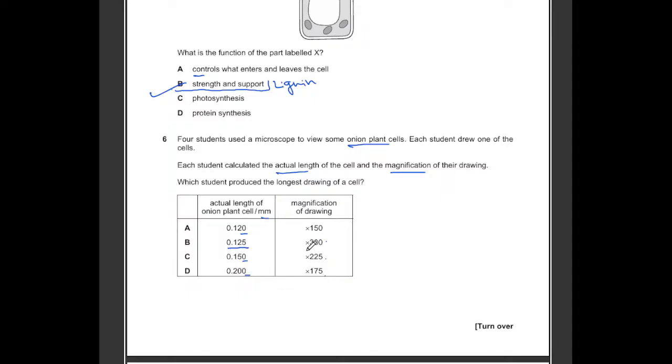Now which student produced the longest drawing of a cell? 175, 2, 150, 3. Magnification is very high here, so that means this person, the B here, is having the longest drawing of the cell. So the answer is B.